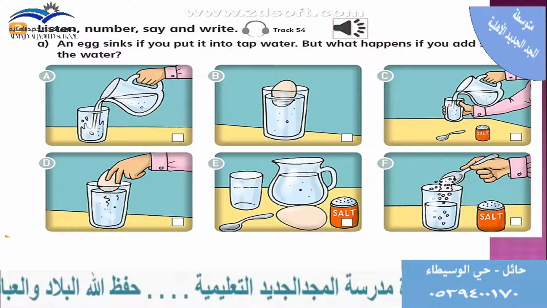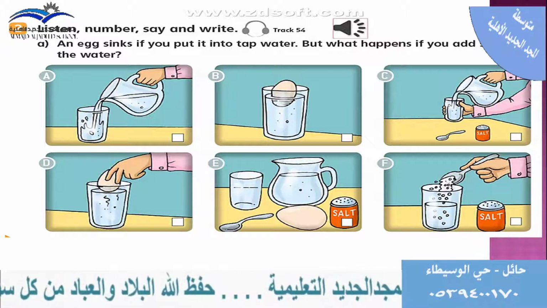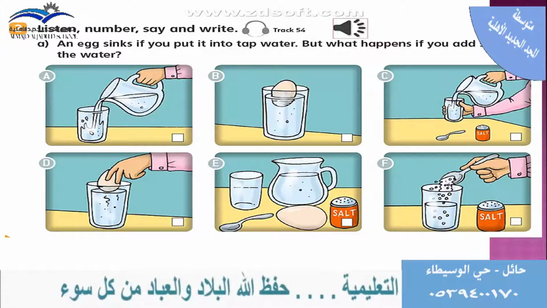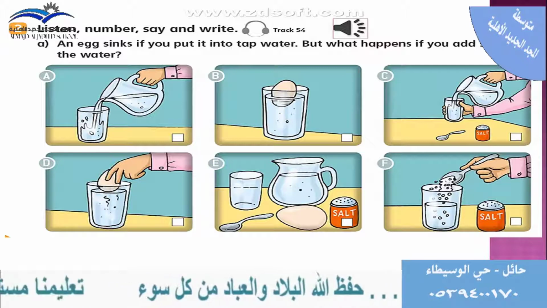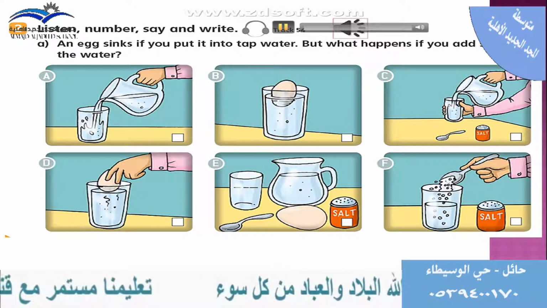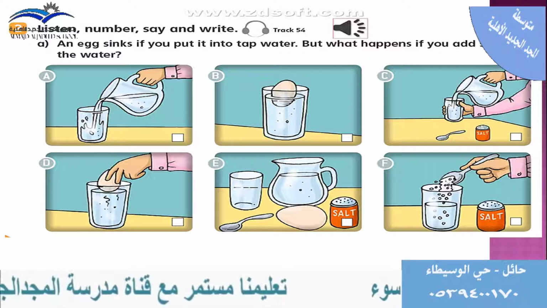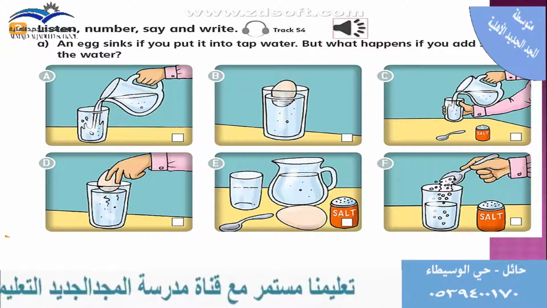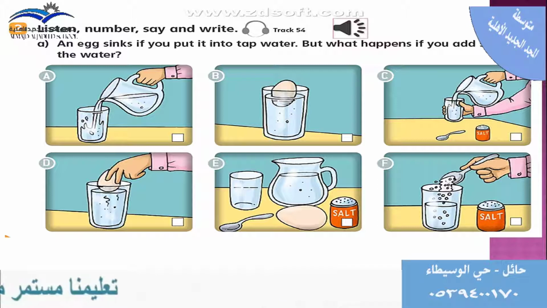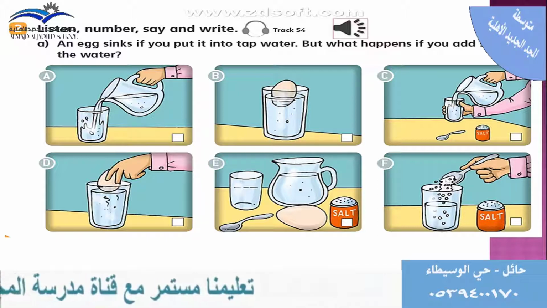My dear students, try to listen and number the picture. Listen and we are going to number the picture with each other. Lesson 3. What do you know about water? Track 54, Exercise 2. Listen, number, say, and write.